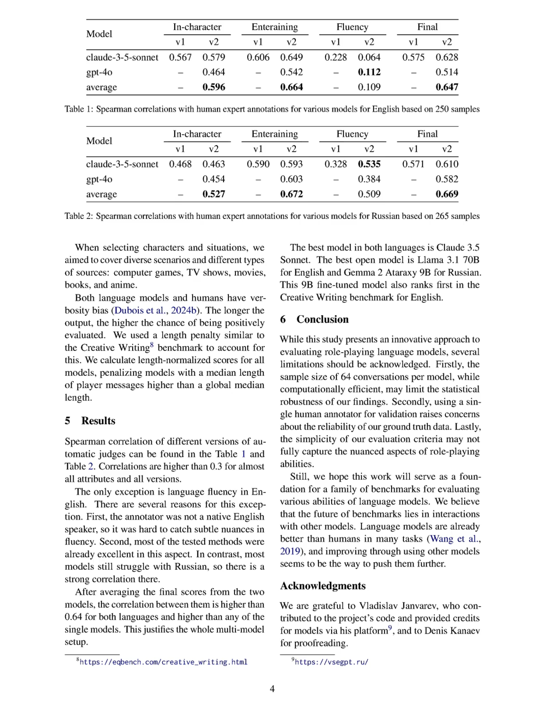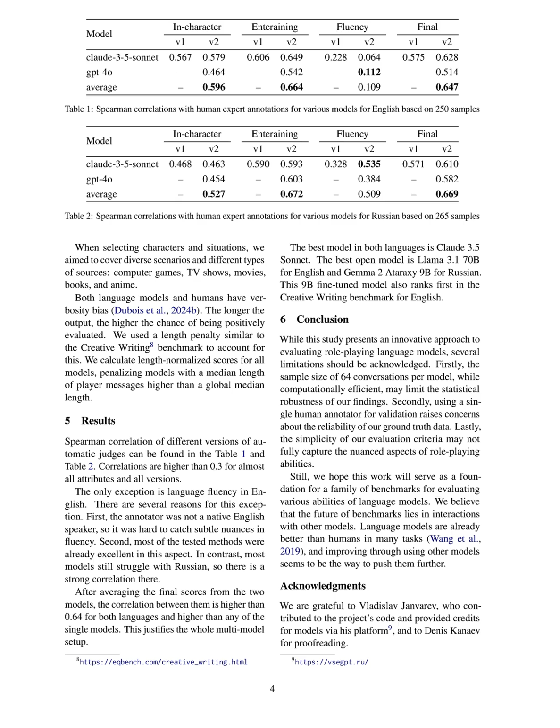In our results, we found that the Spearman correlation between different versions of automatic judges and human annotations was generally higher than 0.3 for almost all attributes across both languages, indicating a strong alignment between our automated evaluations and human assessments. Notably, after averaging scores from the two models, the correlation exceeded 0.64 for both English and Russian, surpassing the performance of any single model, which supports the effectiveness of our multi-model evaluation approach.